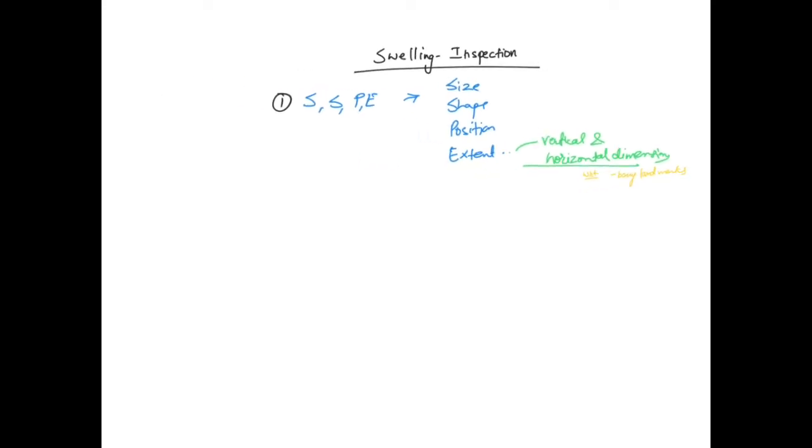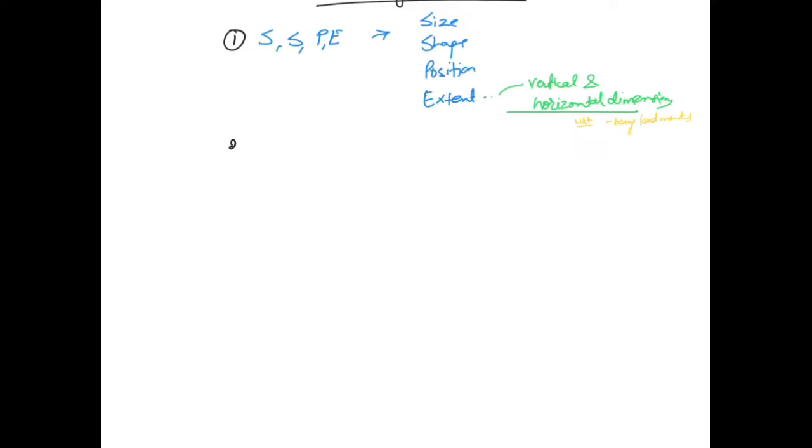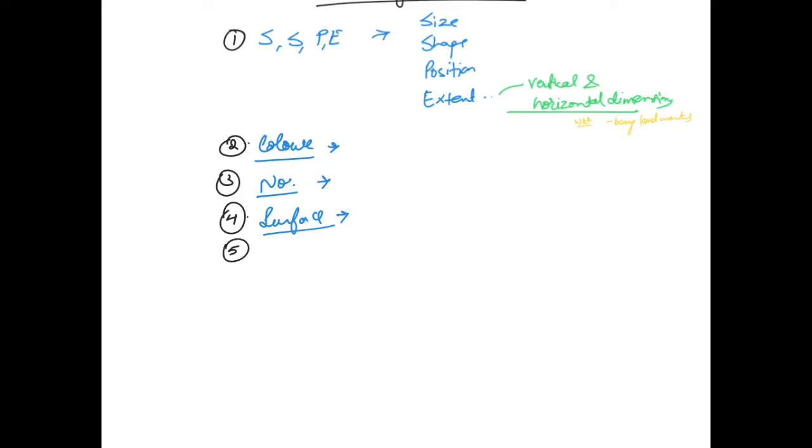Then next, you must describe the color of the swelling, the number of swellings, I mean if it's a single swelling or a multiple one, and the surface of the swelling. It can be smooth, bosselated, or like a cauliflower growth type. Also the edge of the swelling, whether it's well defined or indistinct.